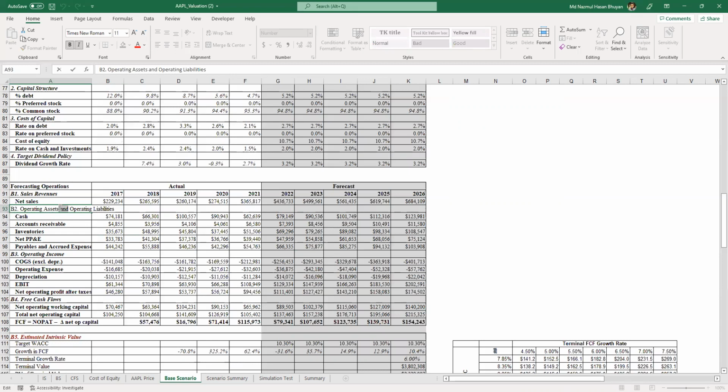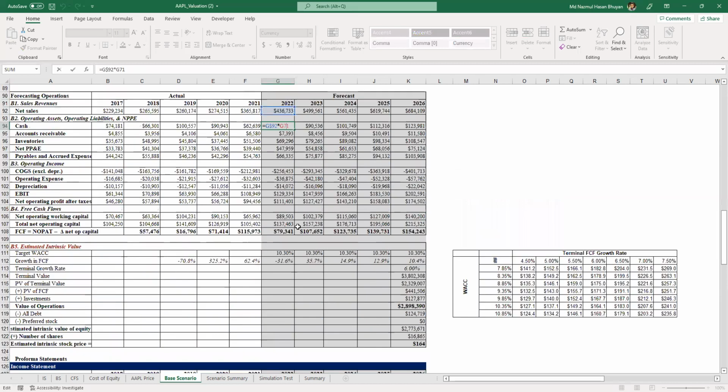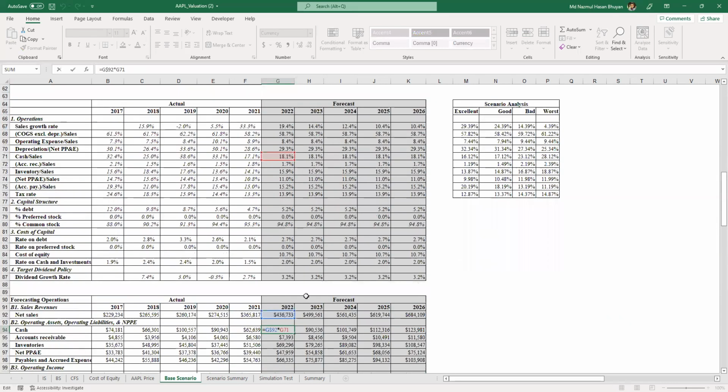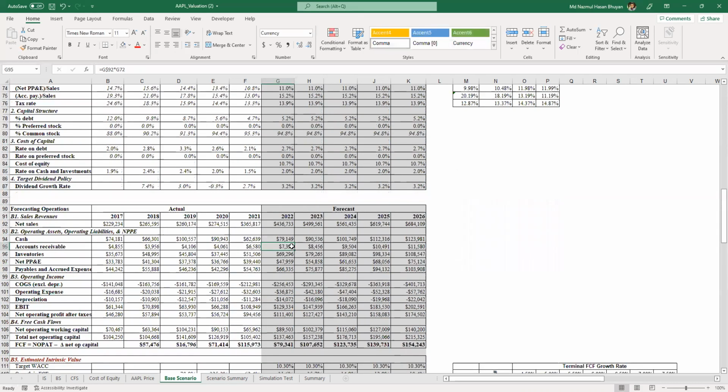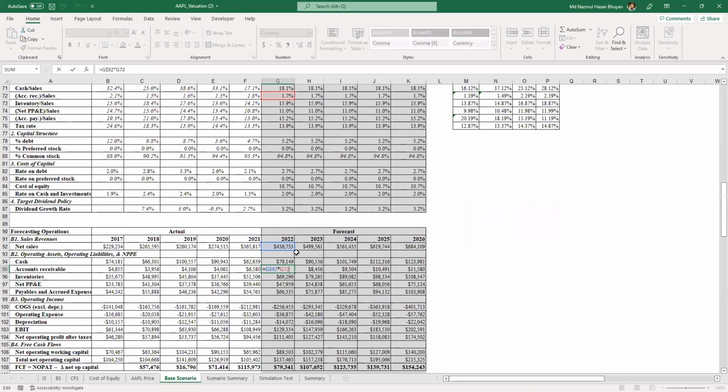Let us name it operating assets, operating liabilities, and PPE. Okay, now here you can see we expect our cash to be 18.1% of the sales in the year 2022. So we are applying this ratio over the net sales to get our cash amount. The same way, we expect our accounts receivable to be 1.7% of the sales amount. So again, you apply these ratios here.